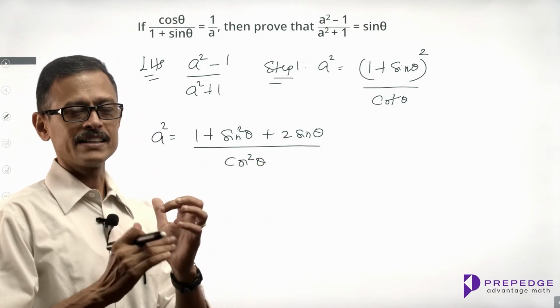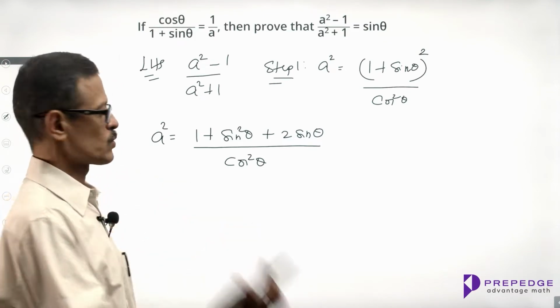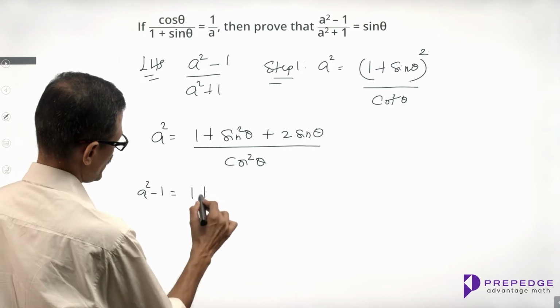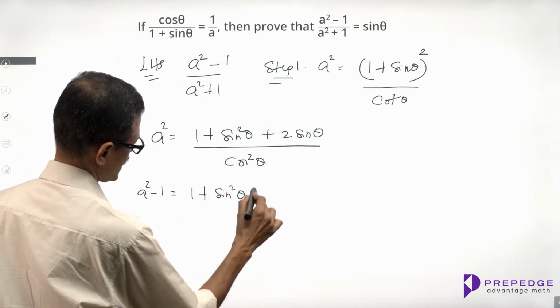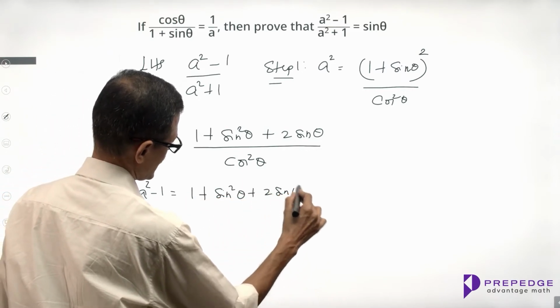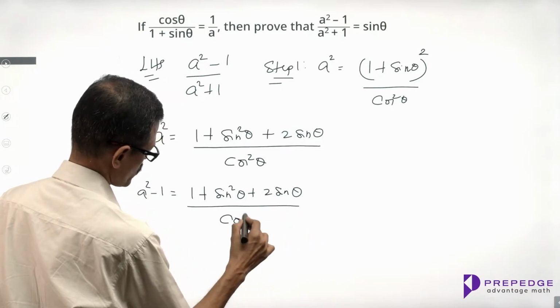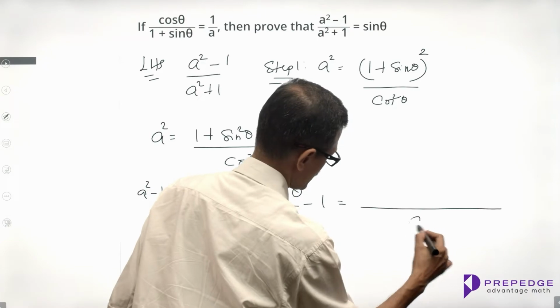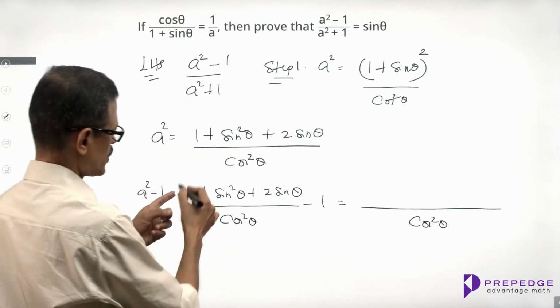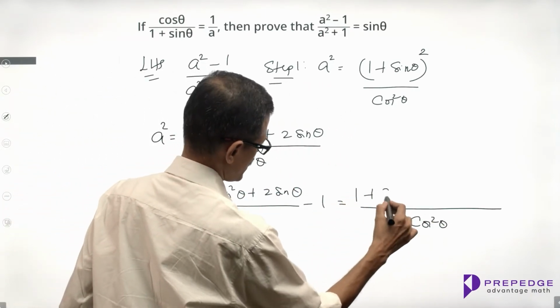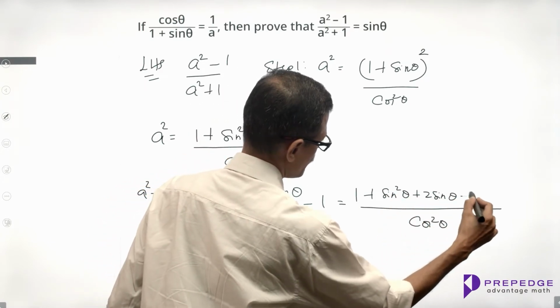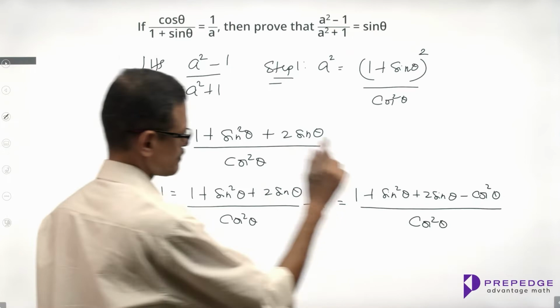Step 2 ல ரெண்டு பார்ட் இருக்கு. a square minus 1 கண்டுபிடிக்க போறோம், a square plus 1 கண்டுபிடிக்க போறோம். So a square minus 1 will be equal to 1 plus sin square theta plus 2 sin theta divided by cos square theta minus 1. So cos square theta a common denominator எடுத்தோம்னா we will have the left hand side numerator staying as it is, 1 plus sin square theta plus 2 sin theta minus cos square theta.